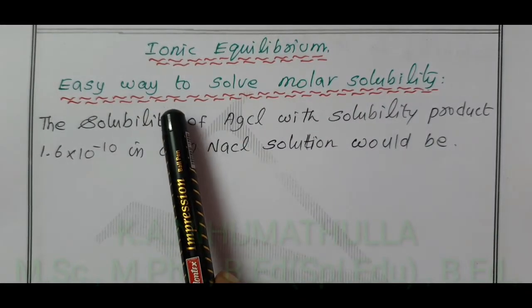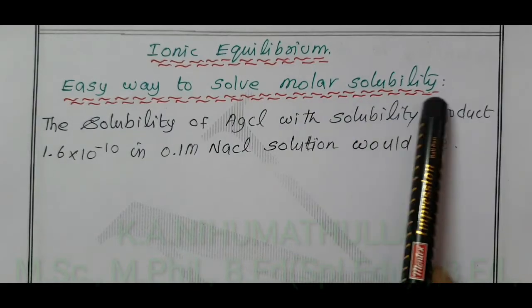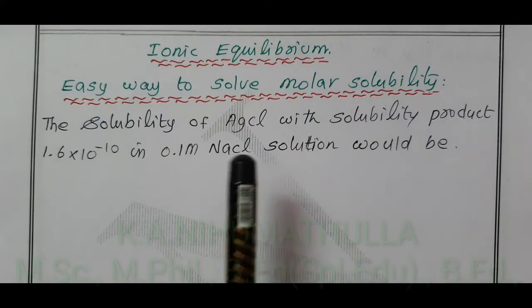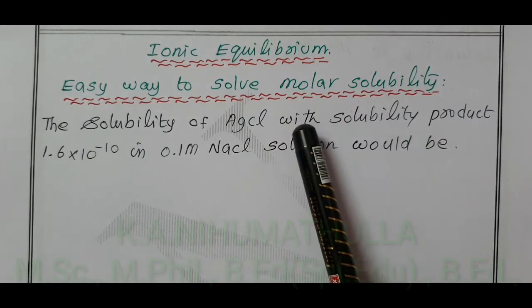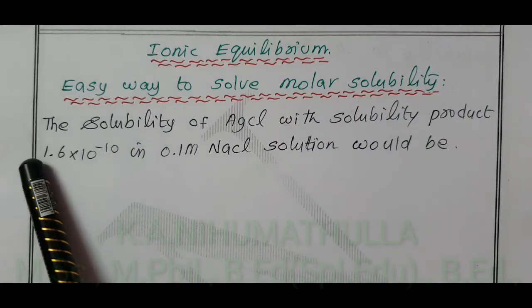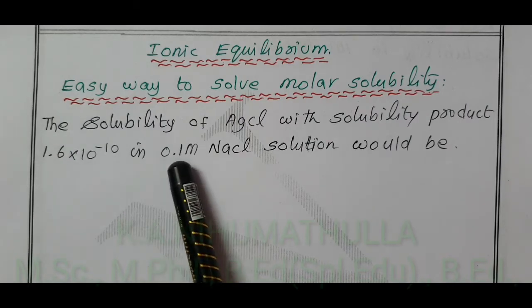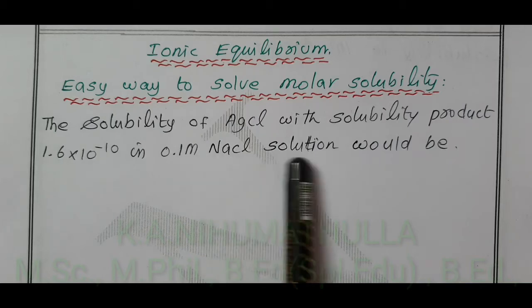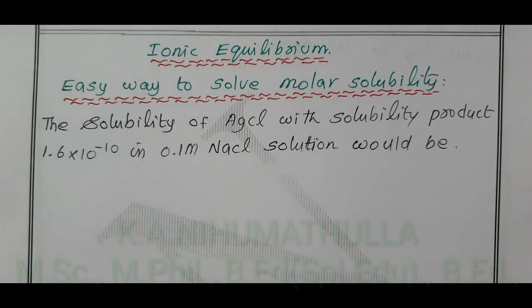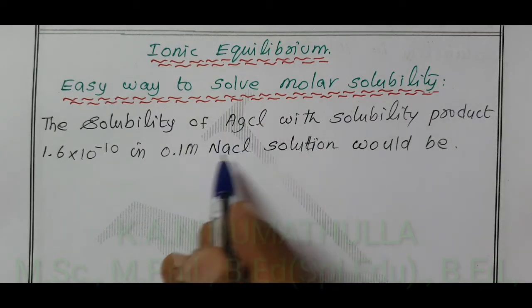In this video, we are going to discuss an easy way to solve molar solubility, S value, from solubility constant. The solubility of silver chloride with the solubility product 1.6 into 10 power minus 10 in 0.1 molar NaCl solution, sodium chloride solution would be, what is the answer? Now I write the equation first. Two compounds are given, one is AgCl, another one is NaCl.